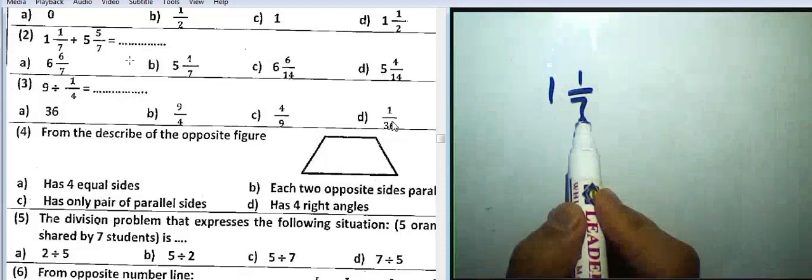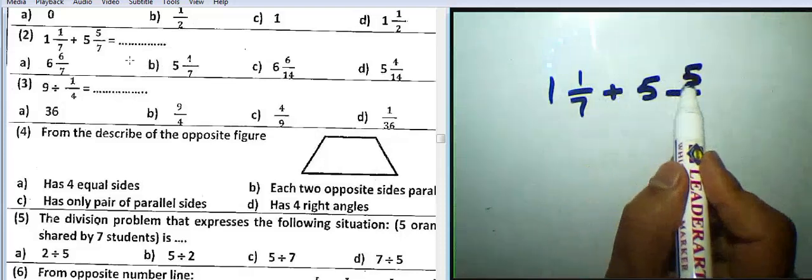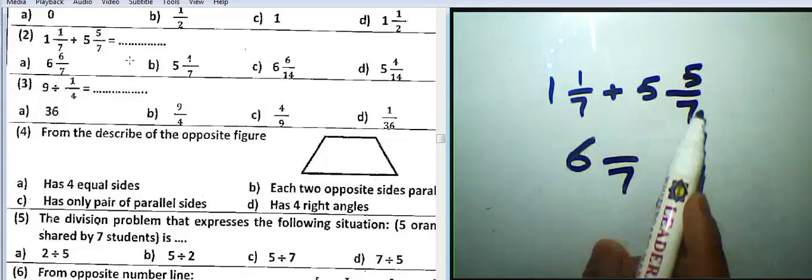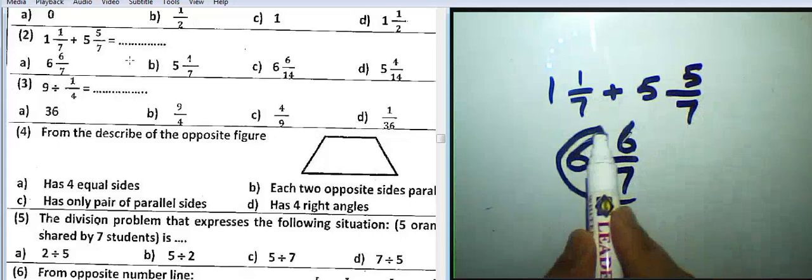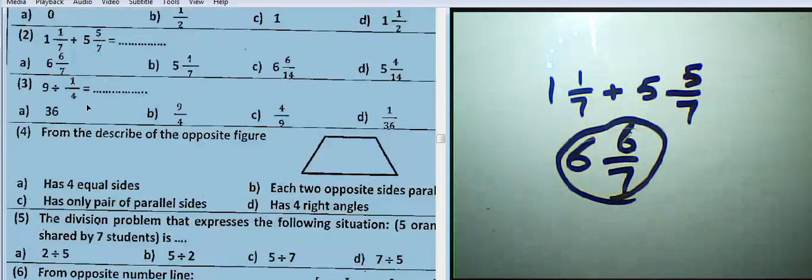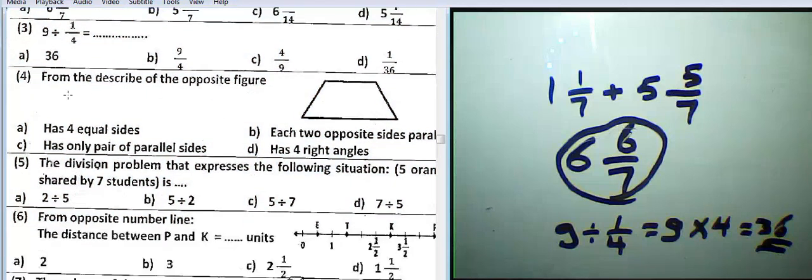Question number 2. 1 and 1 over 7 plus 5 and 5 over 7. We can write 5 in the numerator. 5 plus 1 equals 6. So 6 and 6 over 7. Next question here. 9 divided by 4 over 9 equals 9 multiplied by 4. Convert from division to multiplication and write the inverse of the second fraction. It will be 36.